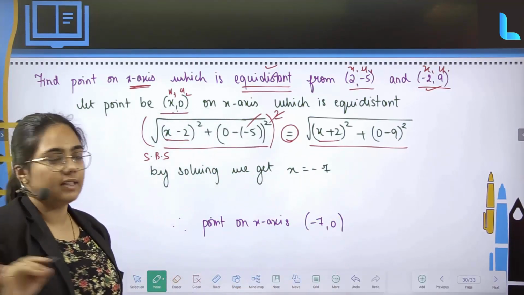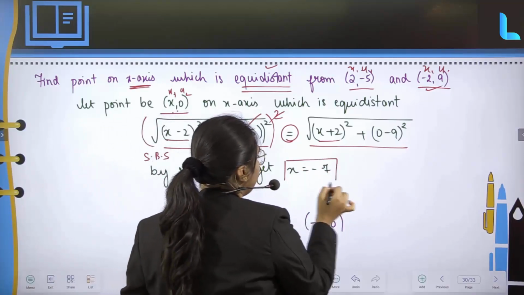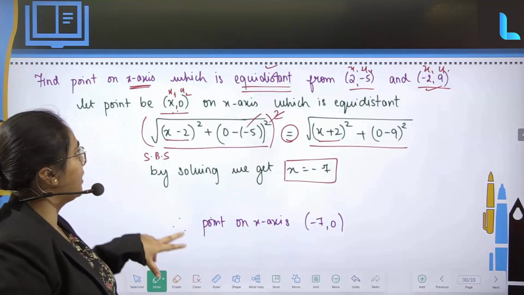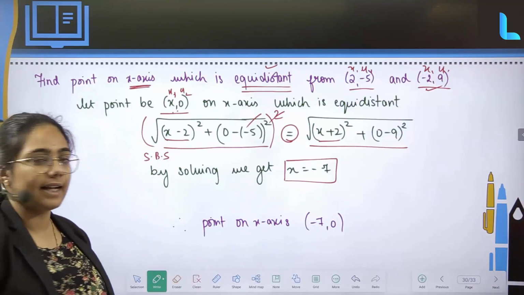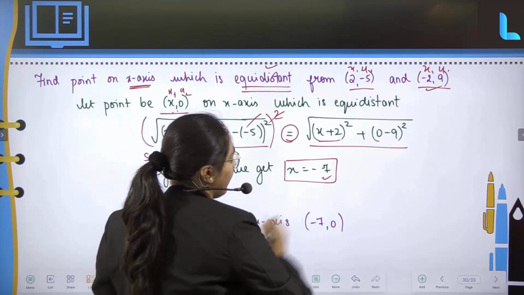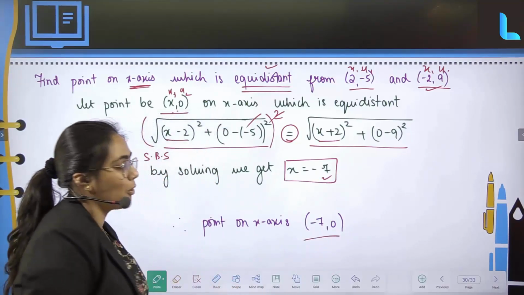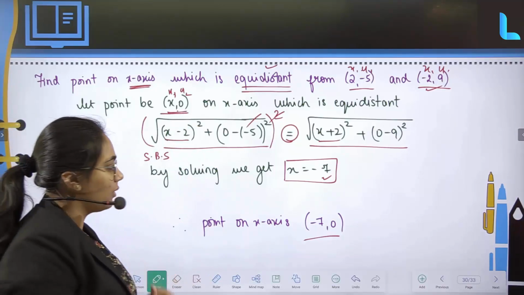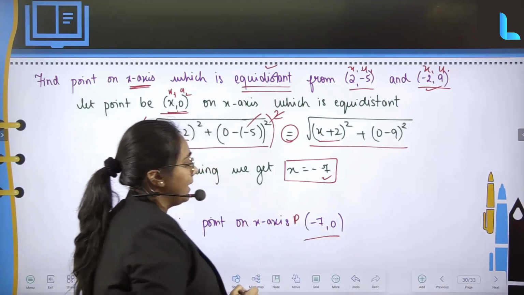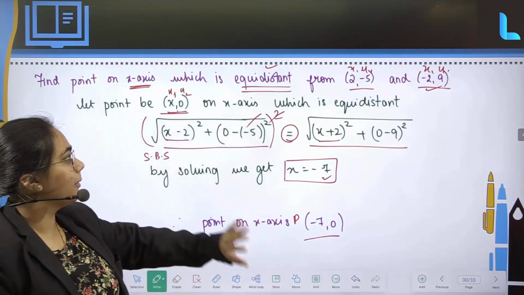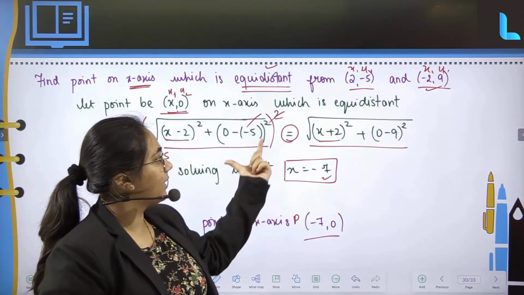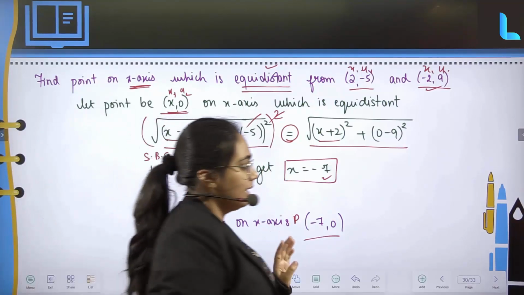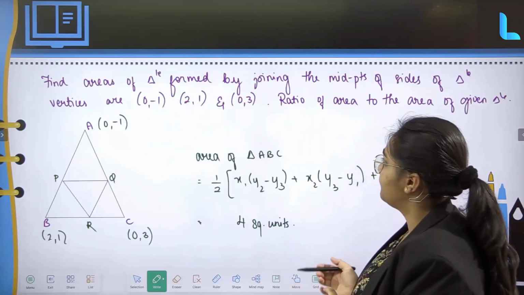When you keep solving till the end, you will get a final answer wherein x is equal to minus 7. So what have they asked you? Find the point on the x-axis. Once you've got the value of x, the point on the x-axis you had considered as x comma 0. So minus 7 comma 0 is the point which, when you take it into consideration, is going to be equidistant from the given 2 points. Clear? Next question.